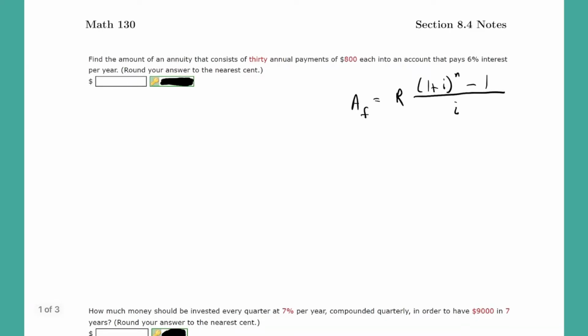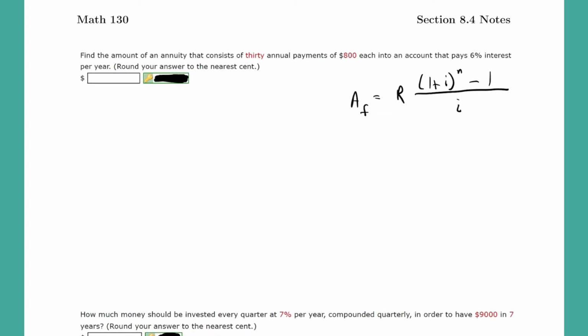Hello, class. This is section 8.4, which is the final section of the class, and it's on mathematics of finance. So the first problem says, find the amount of an annuity that consists of 30 annual payments of $800 each into an account that pays 6% interest per year.